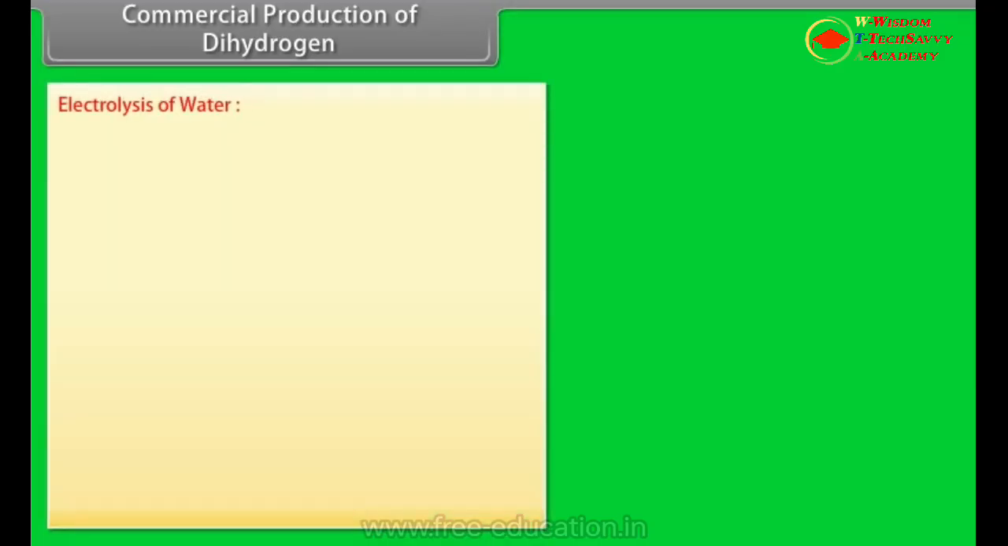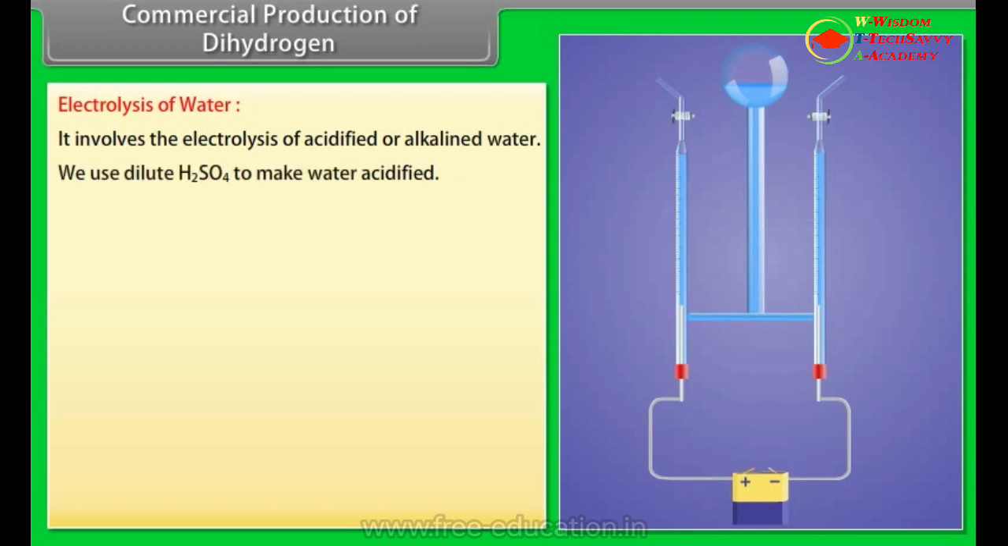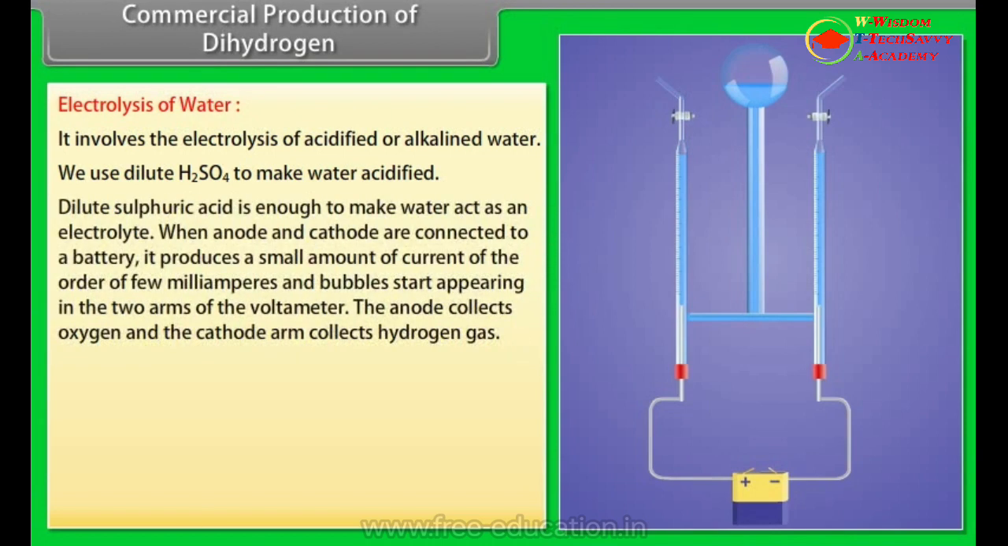Commercial production of dihydrogen. Electrolysis of water. It involves the electrolysis of acidified or alkaline water. We use dilute H2SO4 to make water acidified. Dilute sulfuric acid is enough to make water act as an electrolyte.